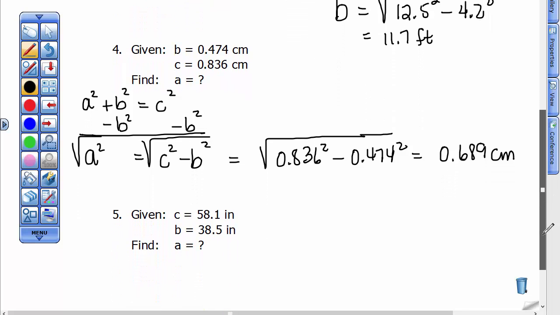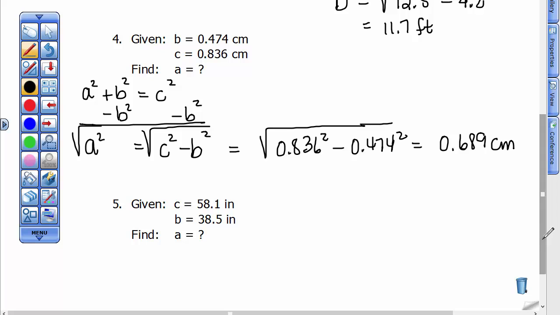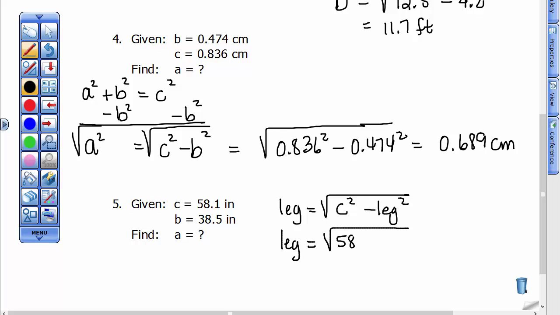Go ahead and do this last problem on your own, but I would tell you that whenever I'm solving for a leg, that's a or b, I'm always taking the hypotenuse squared minus the other leg squared under that square root symbol. So in this case, I would take the hypotenuse and square it, and subtract the other leg and square it. Then I take the square root, or do it all at once in my calculator, and you should get 43.5 inches. We'll program this on our Texas Instruments graphing calculator because we'll use it so much when we do our work in trigonometry.